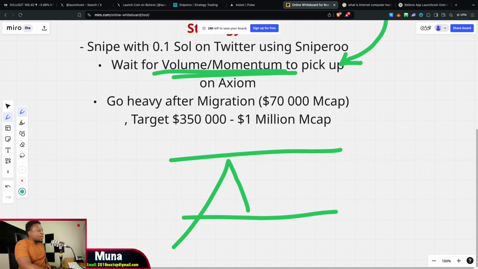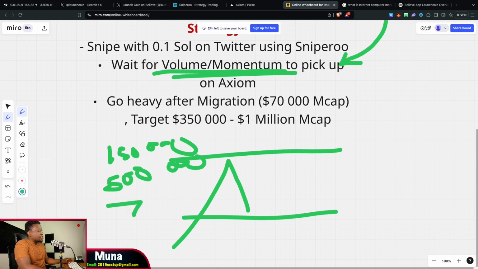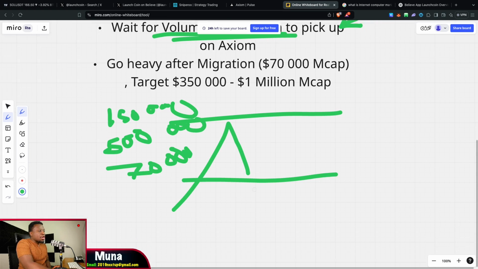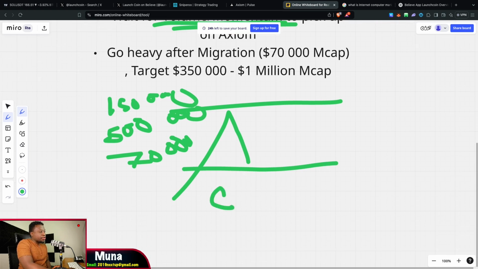Sometimes it's going to end up pumping towards 150,000 US dollars. Sometimes it can go to 500,000 US dollars. Sometimes it can even go to 70,000 US dollars. So it just depends. What you're going to look for is the first initial retracement. But the best play that you can ever make with surety and risk-free is a retracement that goes to the graduation threshold, the graduation bonding curve threshold.